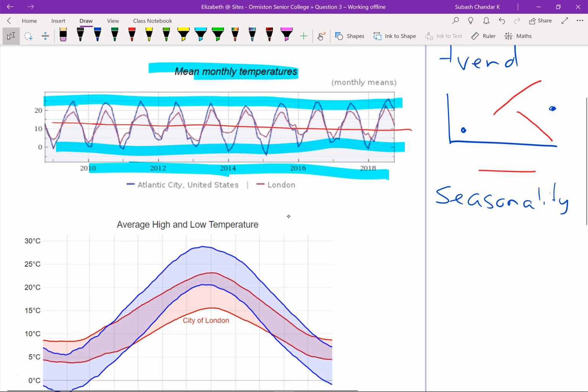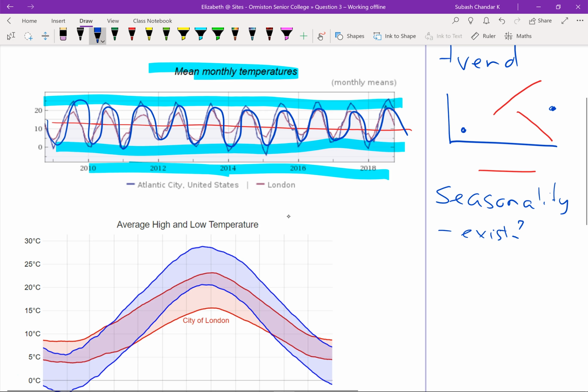And so when I look at the graph here, I can see that the graph goes up and down and up and down, and consistently every year it's following that same pattern. So that tells me in this graph, when looking at temperatures, I do have a seasonality pattern. Okay, so that's the first thing, is does it exist? Because not every data set has a seasonality pattern. All right. In this case, we definitely have some kind of seasonality pattern.